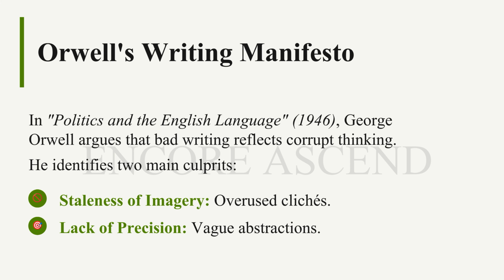According to Orwell, bad writing often suffers from two major problems. The first is the use of stale imagery, including clichés and worn-out metaphors. The second is a lack of precision, where writers choose abstract or complicated words instead of clear and direct language.